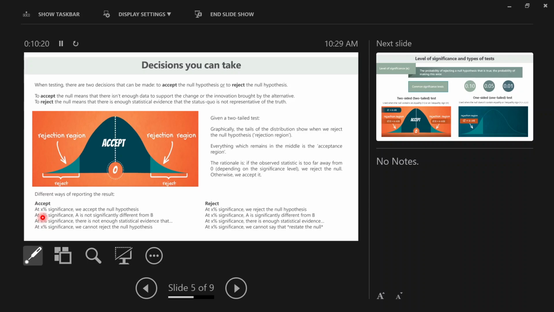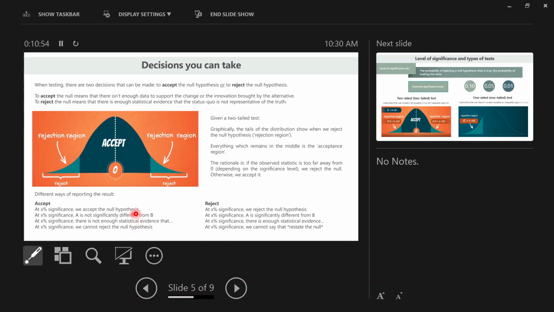If you are going to accept, you can say at X% significance, we accept the null hypothesis, or at X% significance, A is not significantly different from B. At X% significance, there is not enough statistical evidence that this is better than this, something like that. At X% significance, we cannot reject the null. Basically, this is how you should report. They are giving you an example.